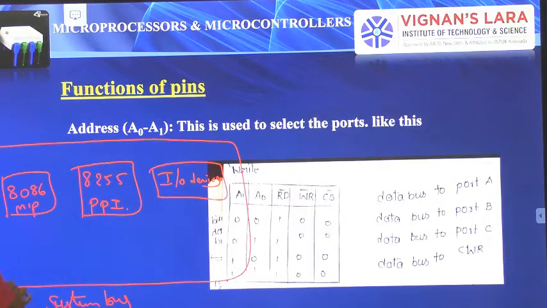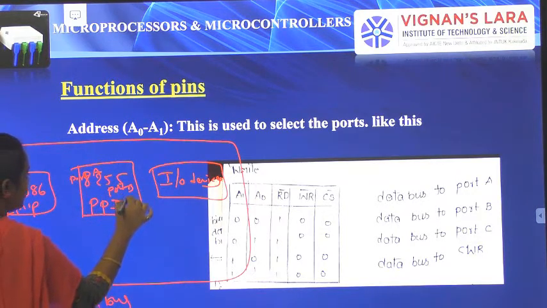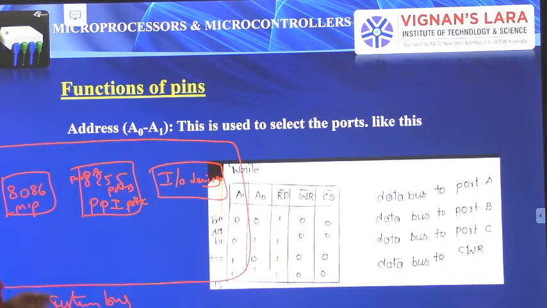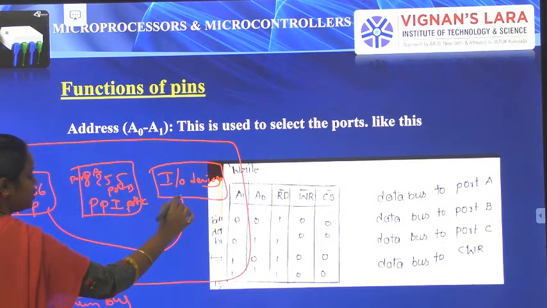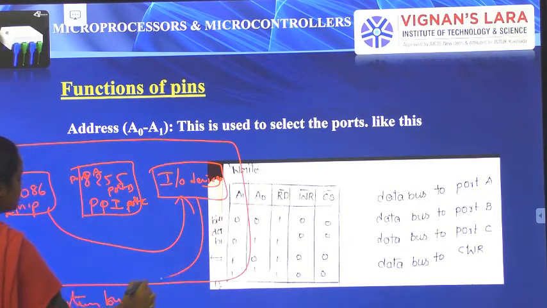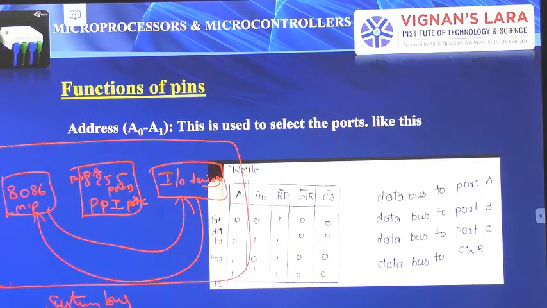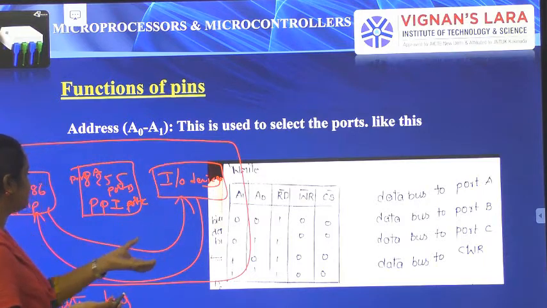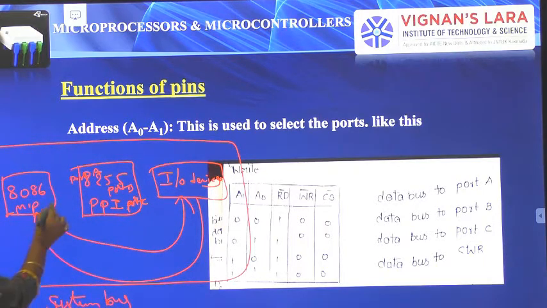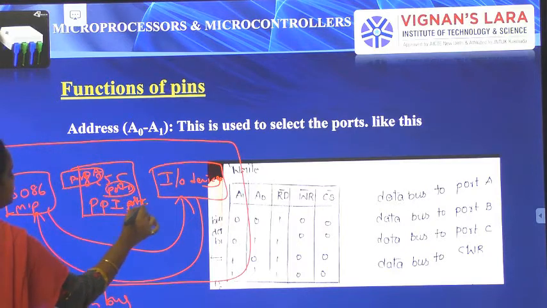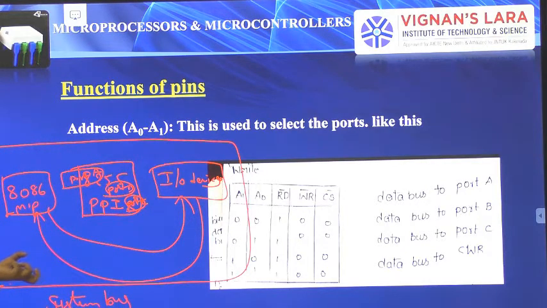This is the total system bus. Here we have port A, port B, and port C. These ports are used to carry the information from the 8086 to the input and output devices, and from the input output devices to the 8086 microprocessor. By taking the data from the 8086 microprocessor, it gives it to the input output devices, and the input output devices give data to the 8086 microprocessor by the ports A, B and C. We are programming like that.